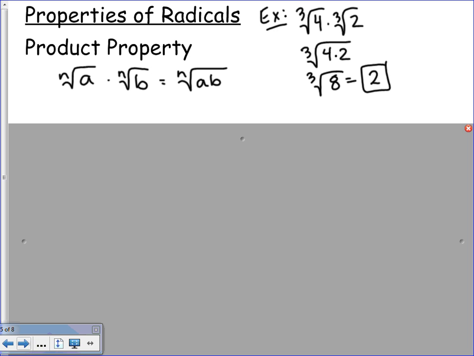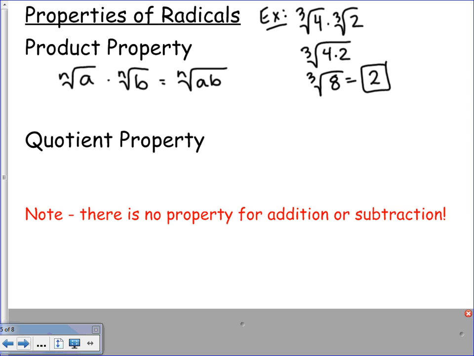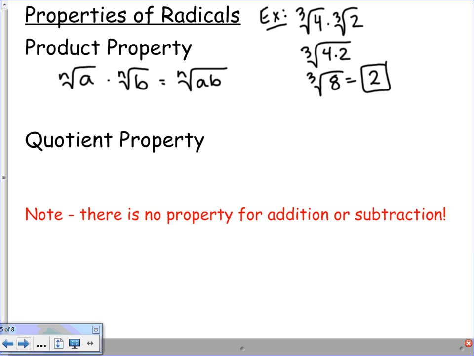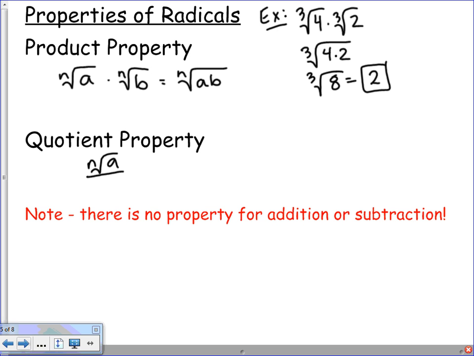Now, there's a very similar property for quotients or division. And that property will look something like the nth root of A divided by the nth root of B is equal to the nth root of A divided by B.